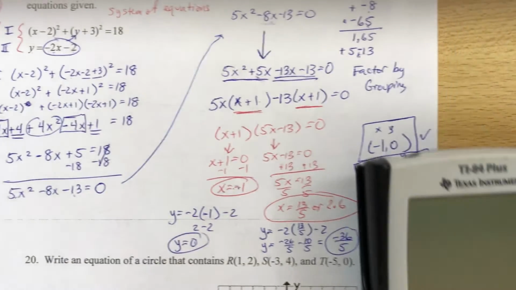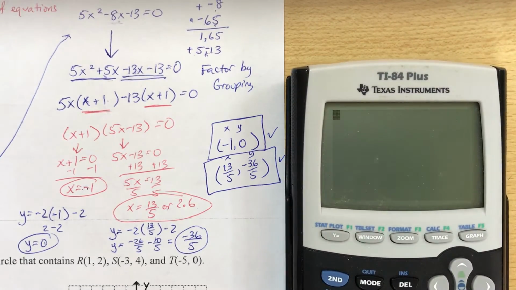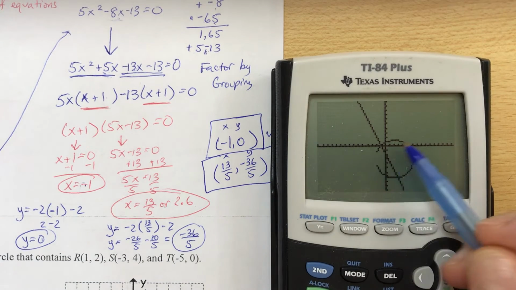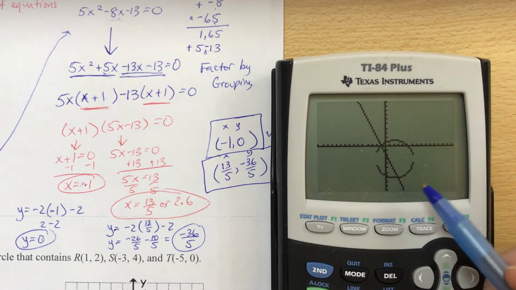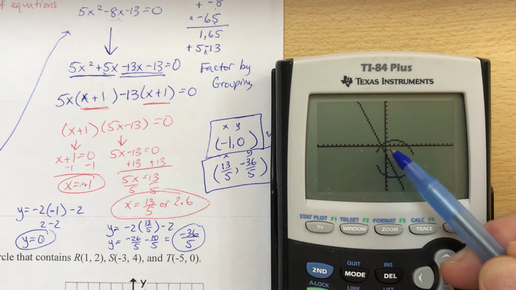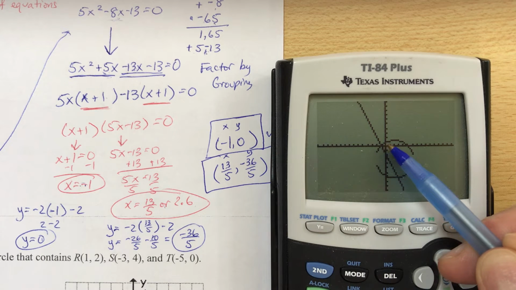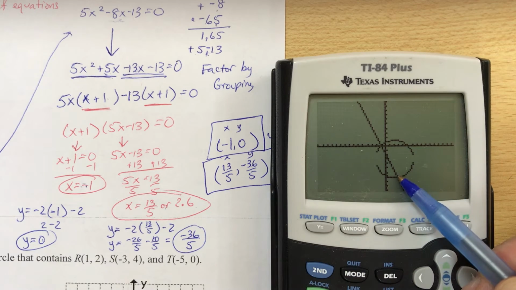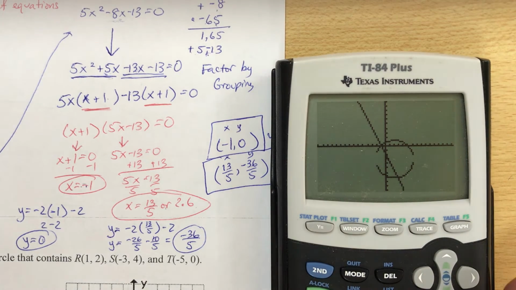Just to show you if I graph what the picture would look like. Now here's my circle. Okay, it doesn't connect all the way, but notice that the line is intersecting in two places. So here's negative 1, 0, and here's 13 over 5, comma negative 36 over 5. So that's how I solve that.